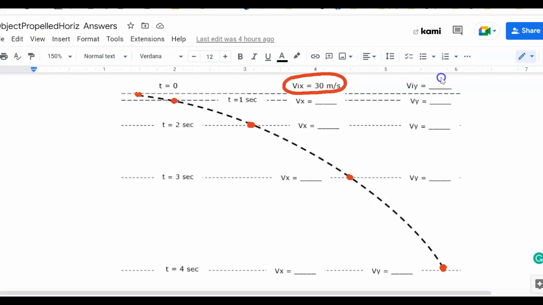Let's do something really easy. Since it's thrown horizontally, what's the Viy? Because you threw it horizontally, you gave it no vertical motion. And then we're going to look at the ball and ask, what's its Vx, what's its Vy? 1 second later, its Vy is not 0, because it happened on Earth. 1 second later is how much?